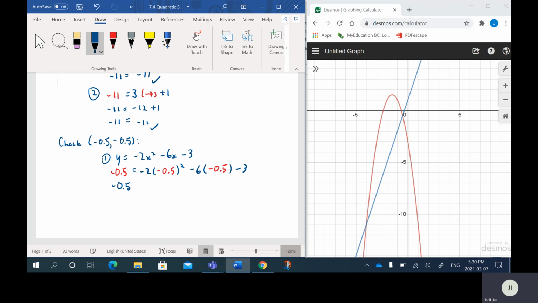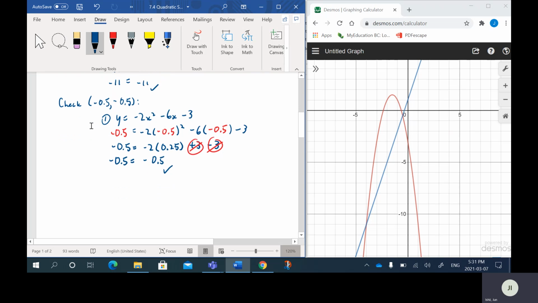All right, so let's see what we get. Negative 2. All right, so negative 0.5 squared is positive 0.25. Negative 6 times negative 0.5 is positive 3. Minus 3. Okay, so negative 0.5 equals negative 0.5. And actually, you see here that the plus 3 and the minus 3 just cancel each other off. So yeah, negative 0.5 equals negative 0.5. So that one works for the first equation.